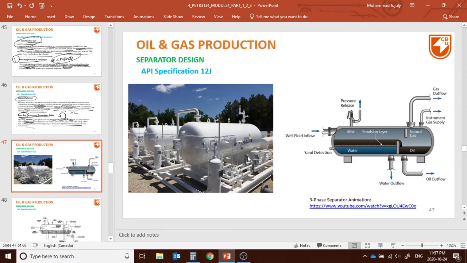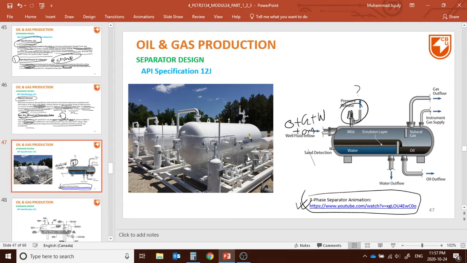So this is an example of how separators look, and here is the working principle. Please go through this link and you can see the animation of how the separator works. We have oil plus gas plus water and some contamination or dirt. Remember what this one is? We covered it in the last class. This is the PRV, right? Here is the vapor, this is the oil, and this is the water. So that's how it is separated.